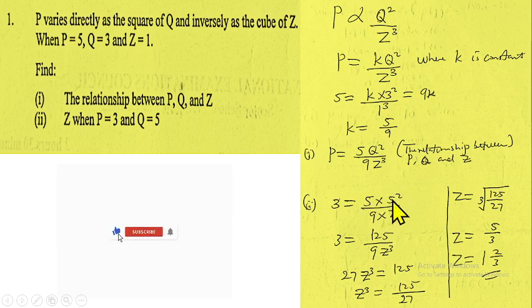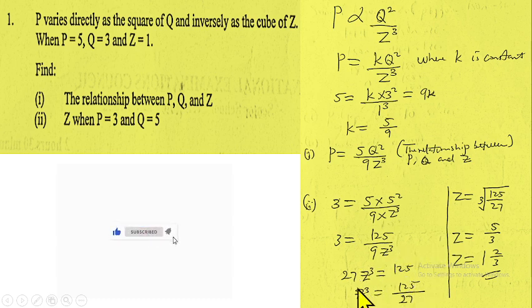So from there, if you simplify the numerator, you have 125, because 5 square is 25 times 5 gives 125, over 9z cube. From there, you can cross multiply: 9z cube will multiply 3, and that gives us 27z cube equals 125. You can divide both sides by 27. So we have z cube is equal to 125 over 27.